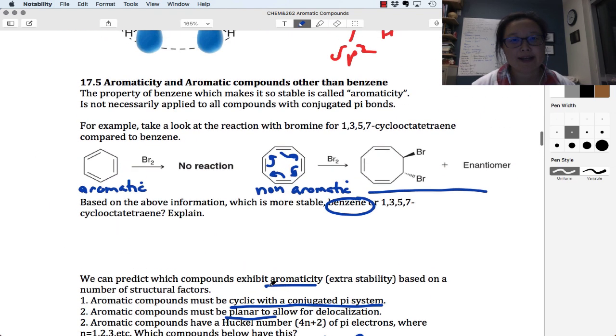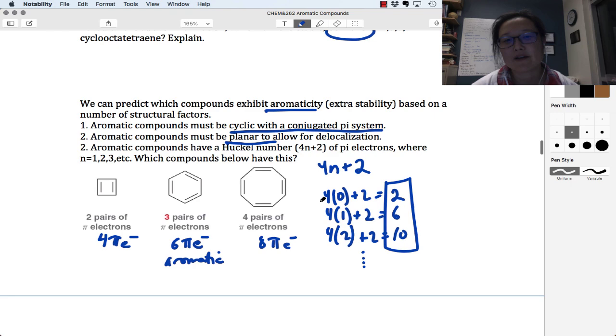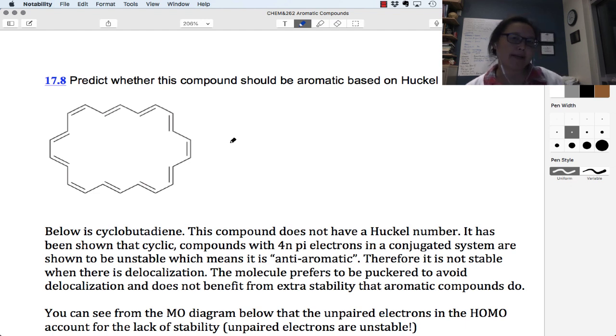And that's why, my friends, we did not see no reaction. We saw reaction here instead of no reaction, because this is not aromatic. It does not fit the Hückel rule. Okay? All right. Predict whether this compound should be aromatic.